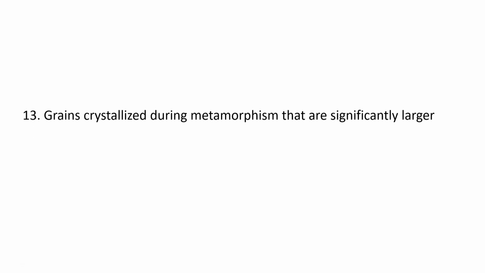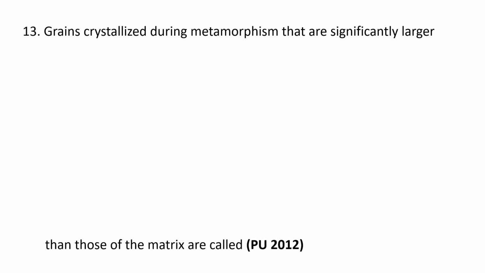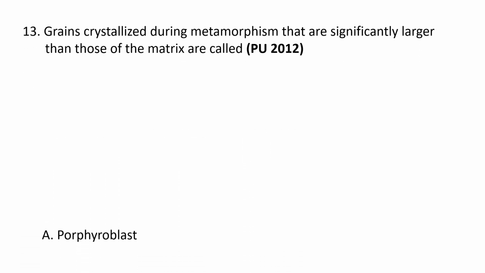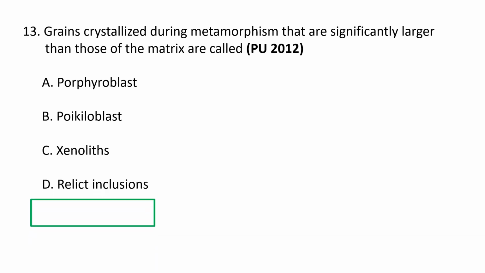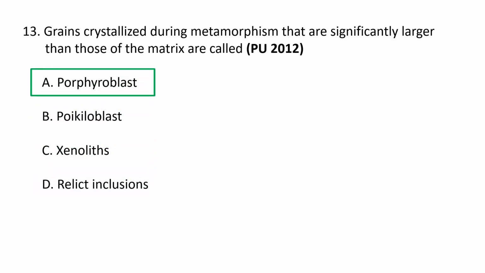Next question. Grains crystallized during metamorphism that are significantly larger than those of the matrix are called A. Porphyroblast, B. Poikiloblast, C. Xenoliths, and D. Relict inclusions. So the correct option is A.